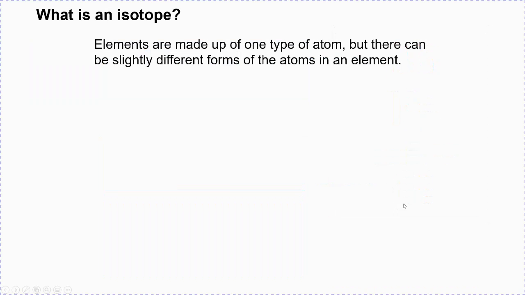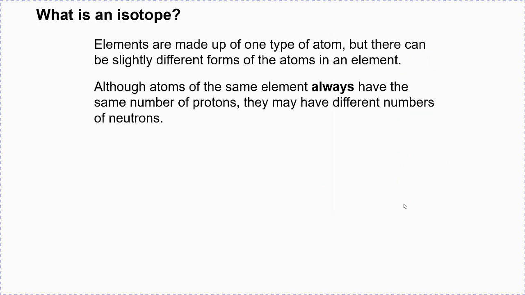Now, this is what's really important today. There are different forms of elements, okay, which are called isotopes. Now, the number of protons determines what an element is, okay? So carbon has 6 protons. That's what makes it carbon. Oxygen has 8 protons. That's what makes it oxygen. If carbon had 8 protons, then it wouldn't be carbon, it would be oxygen, okay?